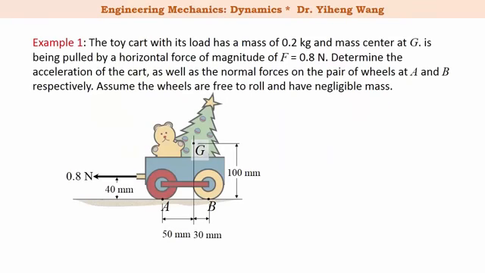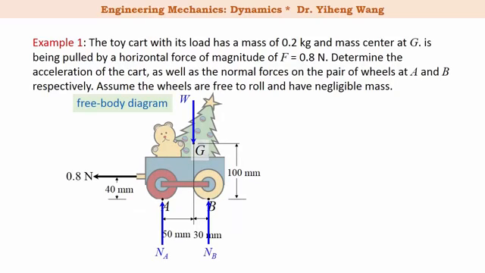Let's look at this problem. We have a toy cart with total mass of 0.2 kilogram. Its center of gravity is marked on the image. It is subjected to a 0.8 Newton horizontal force pulling it to the left. And we need to determine the acceleration of the cart as well as the normal forces acting on the pair of wheels at point A and point B. Since we can assume that the wheels are free to roll and have negligible mass, therefore, this is a problem of translation, and every point belonging to the system moves with the same linear acceleration.